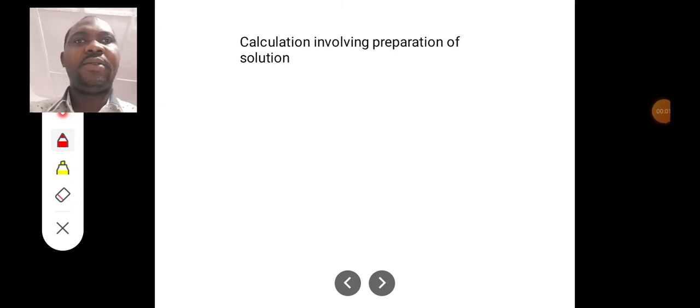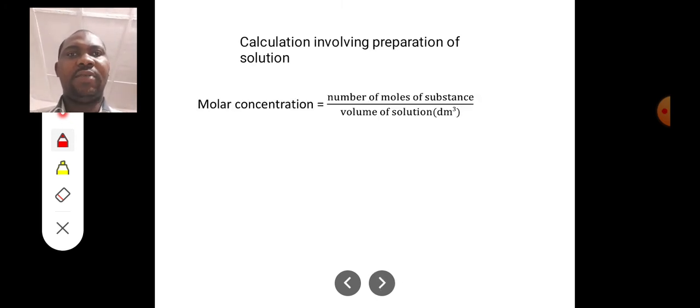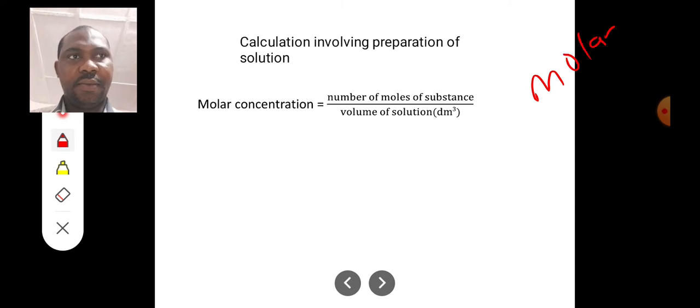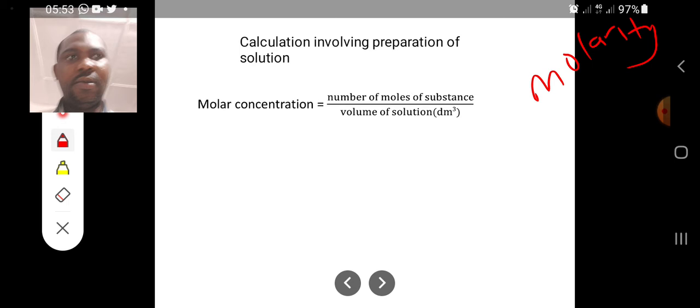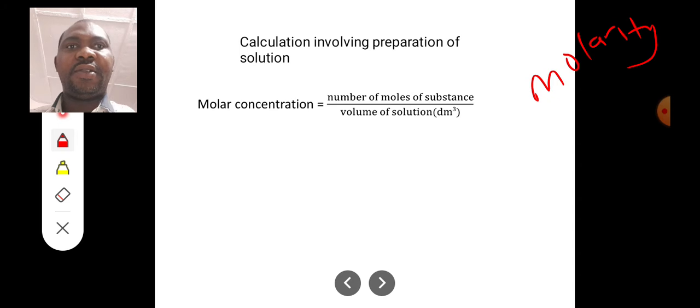Okay, here we are going to look at calculation involving preparation of solution. We start with molar concentration. Another name for molar concentration is molarity. There's the spelling, molarity. It is equal to the number of moles of substance all over the volume of solution in dm³. So when I take a particular mole of substance and dissolve it in a particular volume of water, I can calculate or get the molar concentration.